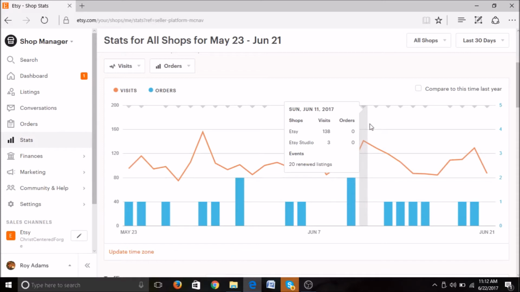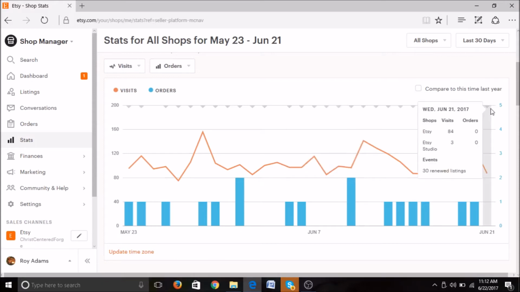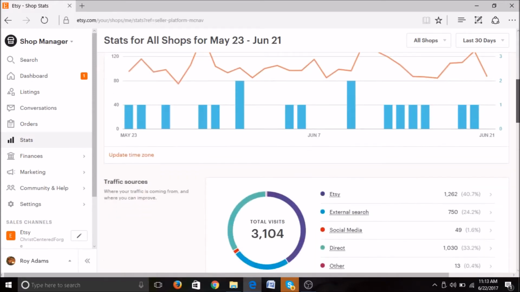For example, if it was the weekends when you're getting more views, you can use that as part of your renew strategy and renew more items on the weekends so that all of your items are getting more exposure during that time period. Same thing goes with orders, although those are more sporadic and hard to catch a certain reoccurring theme on those.